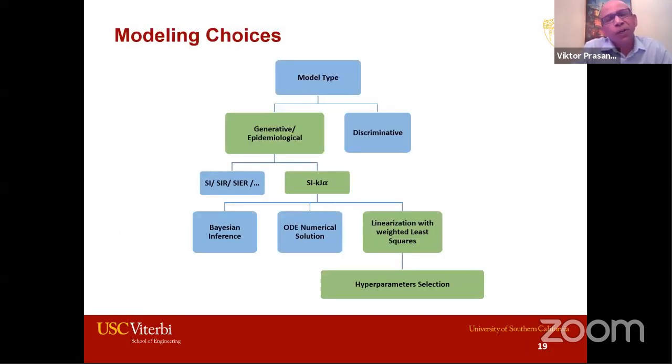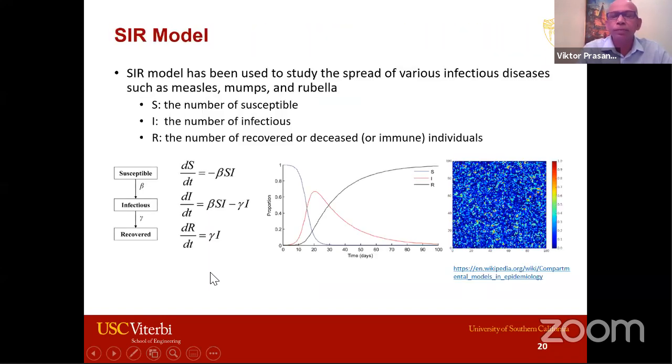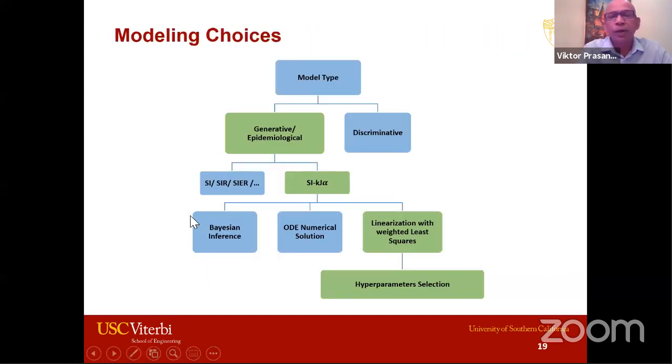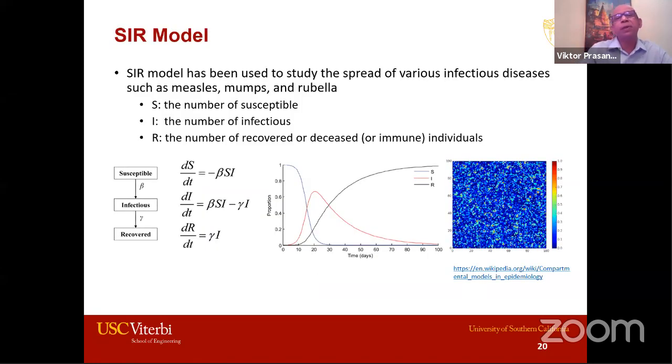There are a number of modeling choices. What I'm showing here in green is the particular modeling choices that we have taken. We are using generative models. We'll talk about details of that. And as we go along, we also took that particular model and showed that by adding more parameters, we get a more detailed model. I'll talk about this model in detail, and then we do a certain amount of linearization to be able to train this model, and then we choose the various hyperparameters in the training process so that we get accurate results by comparing against the historical time series data we have.